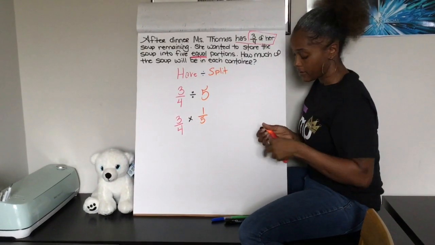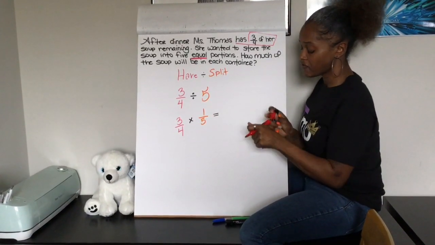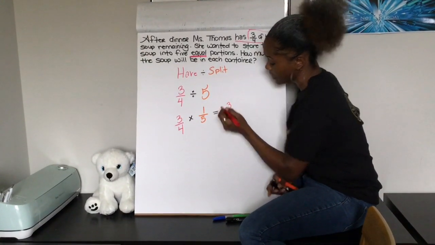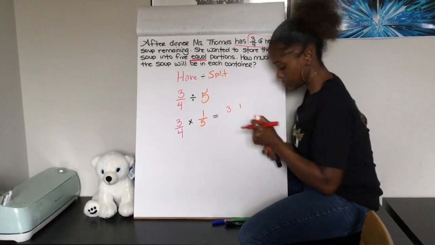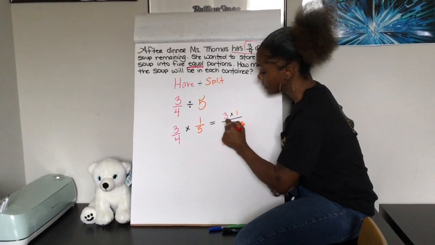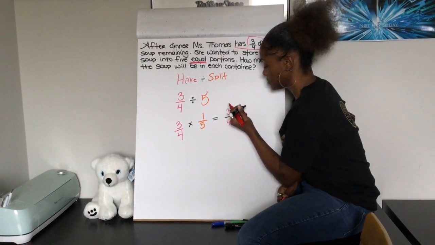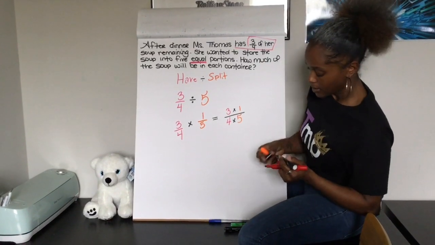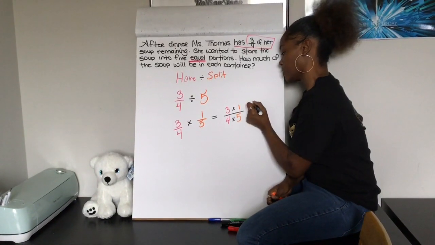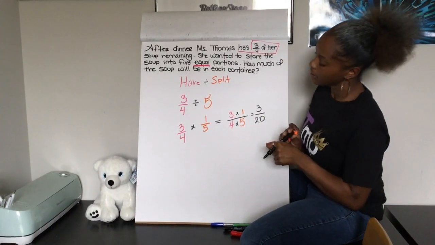So we know how to multiply fractions. In order to successfully multiply fractions, or figure out the fraction of another fraction, we multiply the numerators over the denominators. Giving us, what is 3 times 1? And what is 4 times 5? Don't believe me? Let's look.